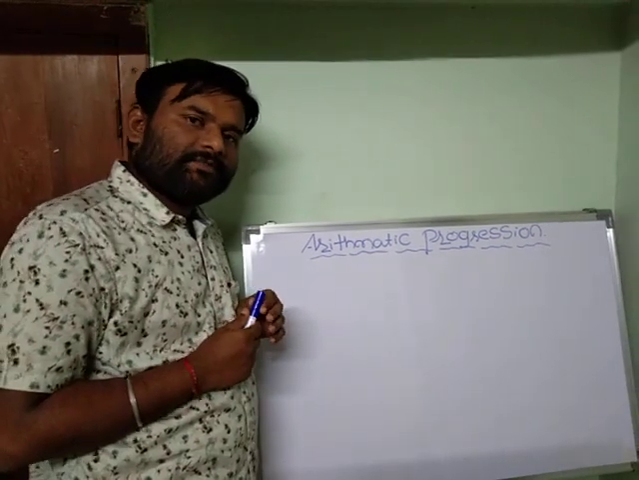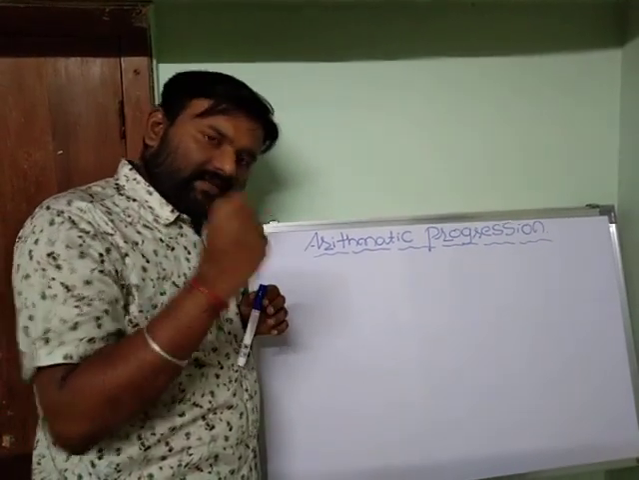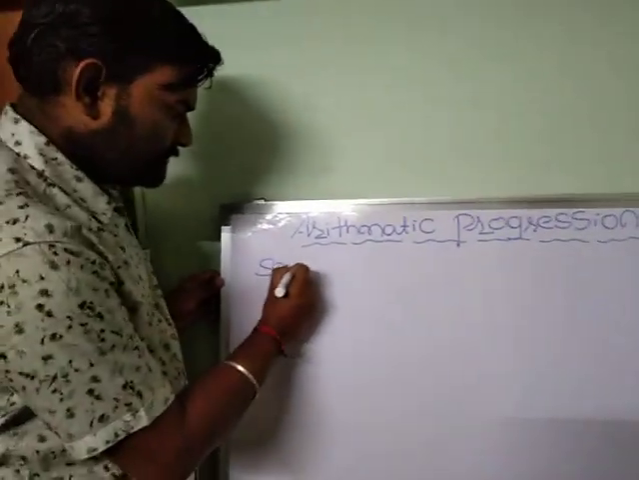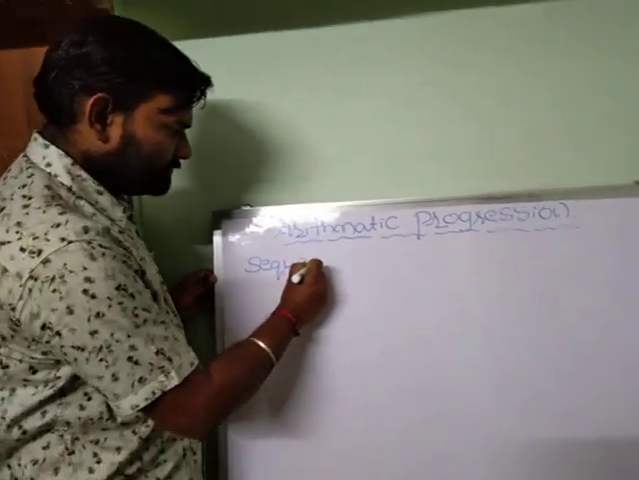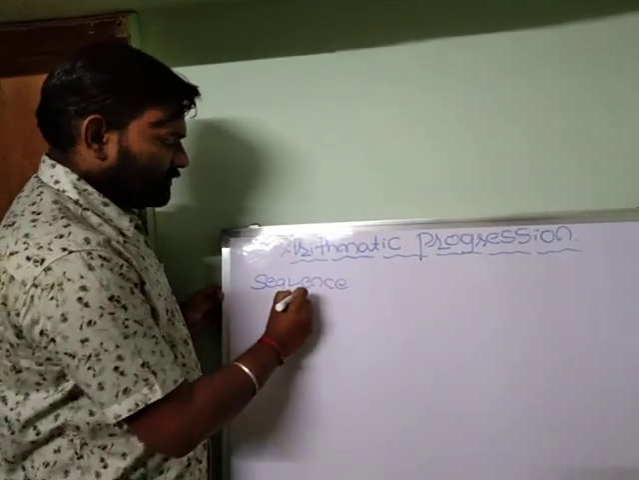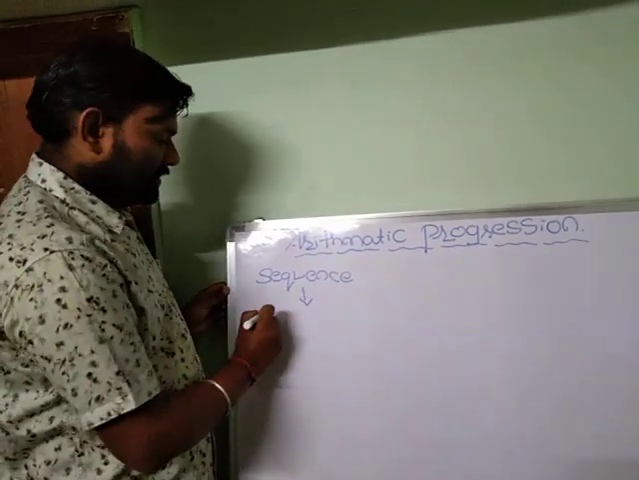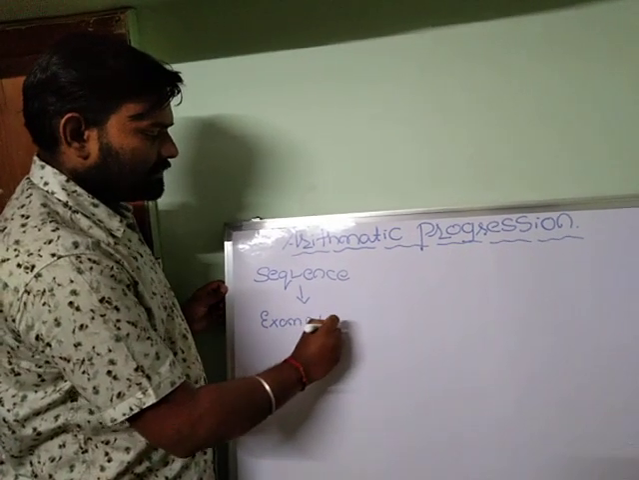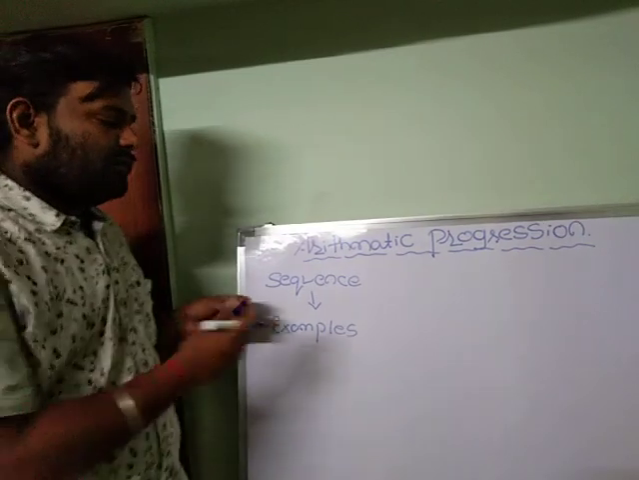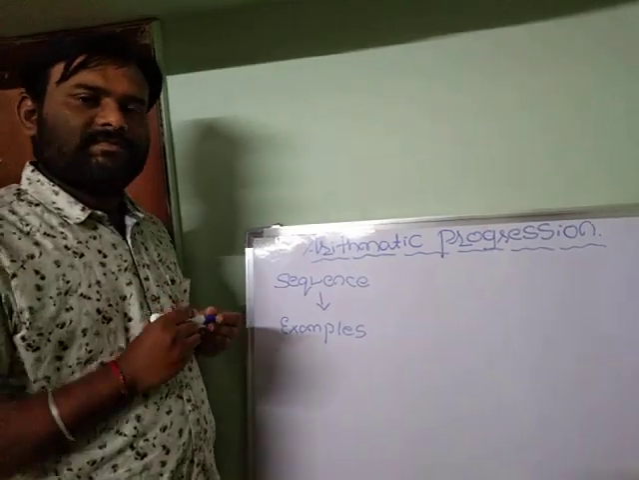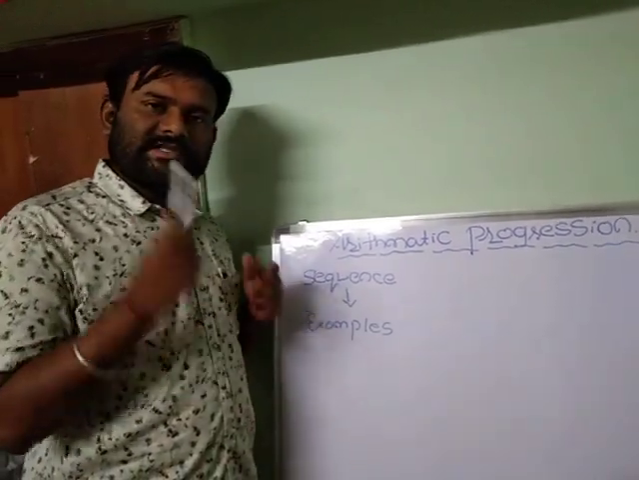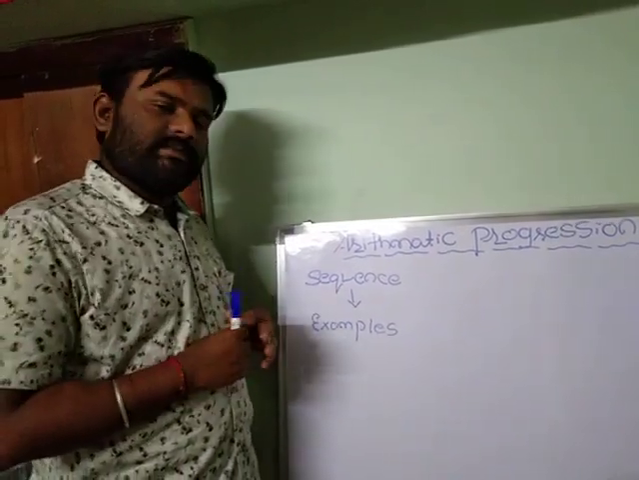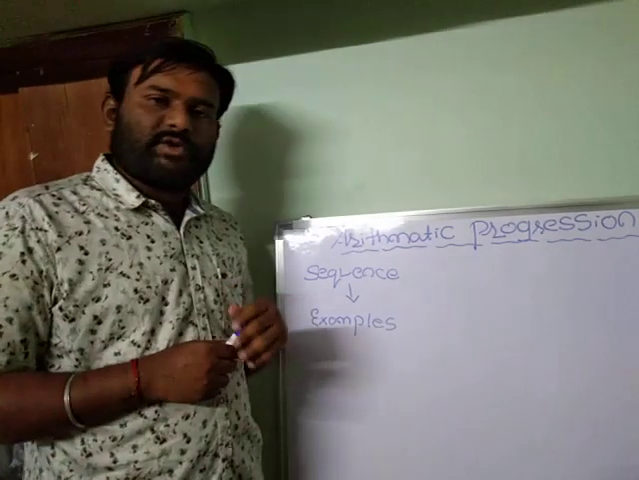Yesterday we defined what a sequence is and looked at examples of sequences. Today we continue the same thing: what is a sequence, and examples related to sequences. We continue this because this is the base of arithmetic progression.